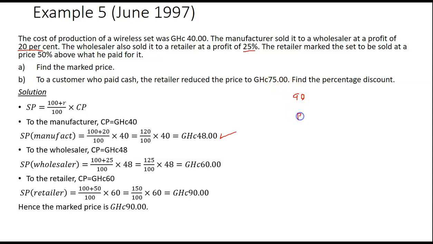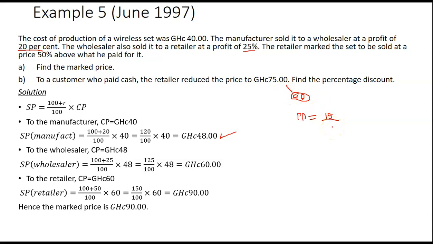To find the percentage discount, let me say PD, it should be the discount given. What's the discount given? The difference between this and this. He is supposed to sell it at 90 and he sold it to you at 75. So meaning you've been given a discount of 90 minus 75, which is 15.